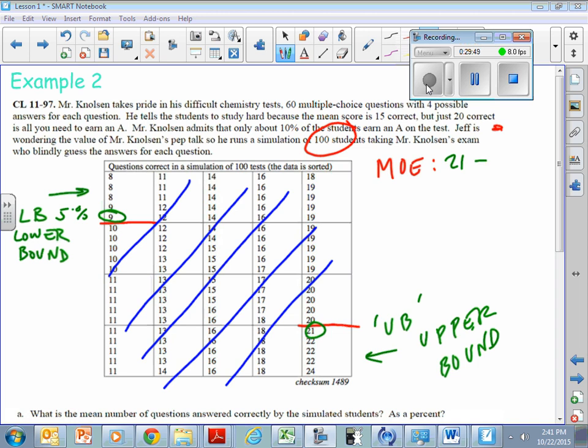21. And then the lower bound, please. 9.